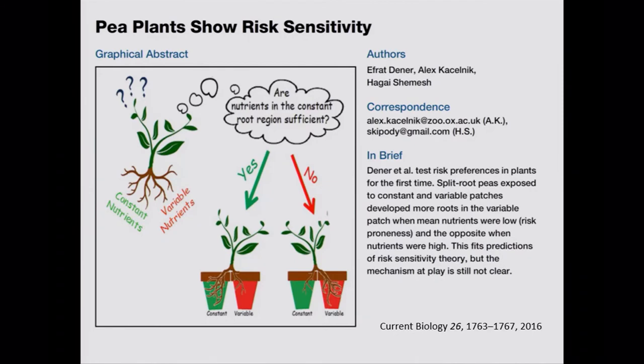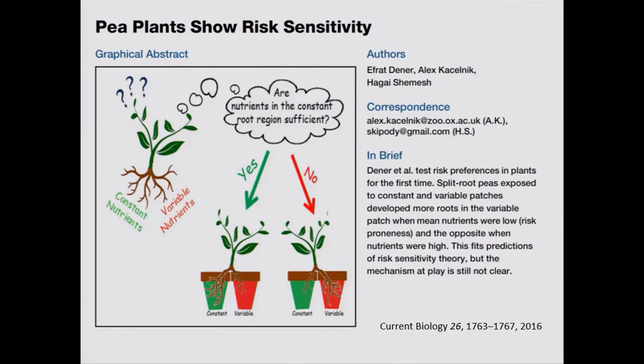And what they did was they put plants, they split their roots in two halves, so that the two halves of the root system grew in two different pots. And one pot was a very risky pot in which the amounts of nutrients fluctuated violently over time. And the other was a very safe pot, in which the nutrients were stable. And if the nutrients are sufficient to sustain good growth, so that you're absolutely bound to make lots of seeds, which was their measure of fitness, then the plant invests more in the constant than in the risky.